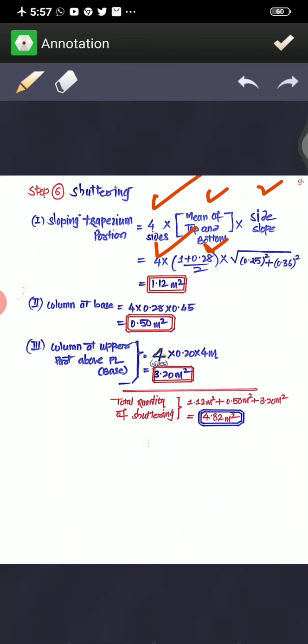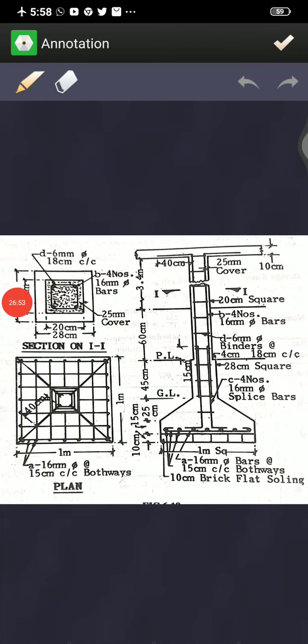Now if you take the size of the column base, this is 28, and this is 28. So from 1 meter, if you deduct this 0.28, the total remaining is 72. So half of 72 will be on this side, and half of 72 on the other side. That means 36 on this side, and 36 on this side. So the portion will be very clear here. Now this is 25 and this is 36, 72. So it is very clear now.